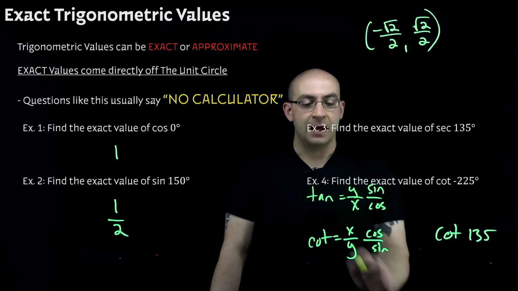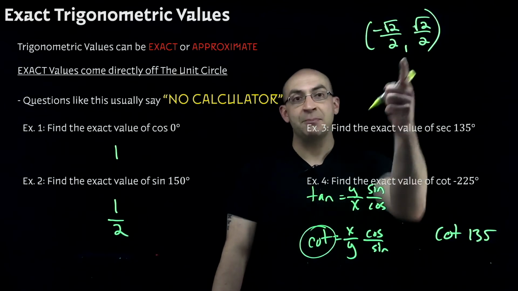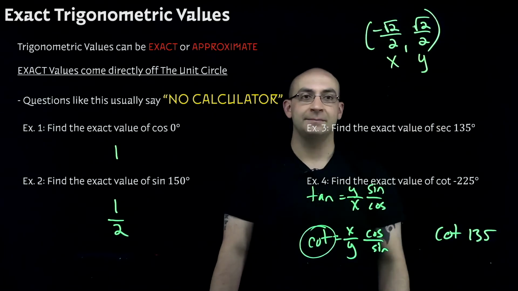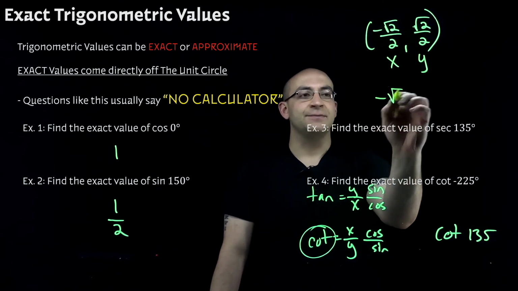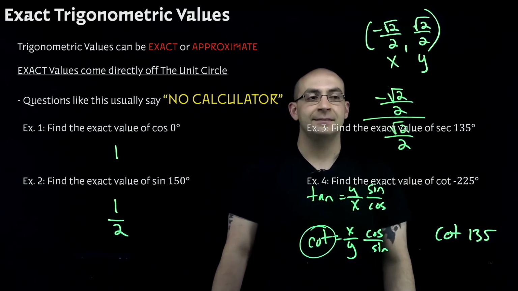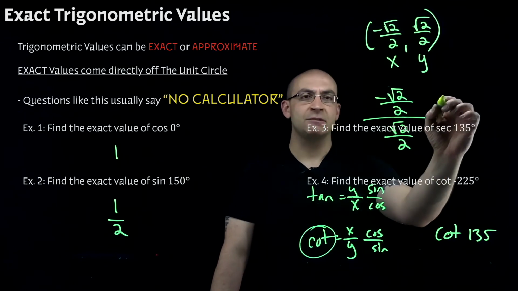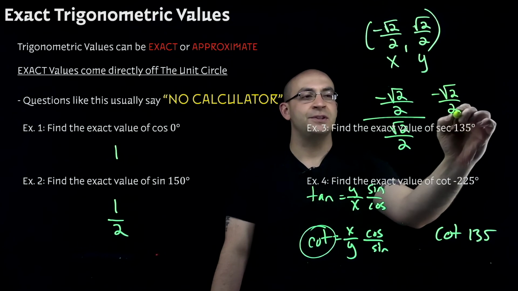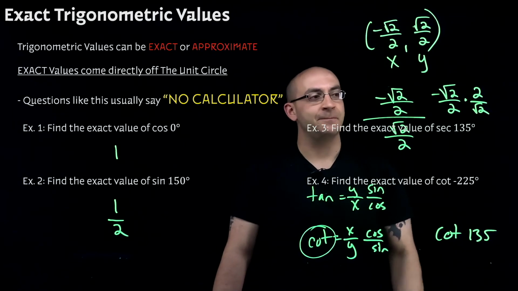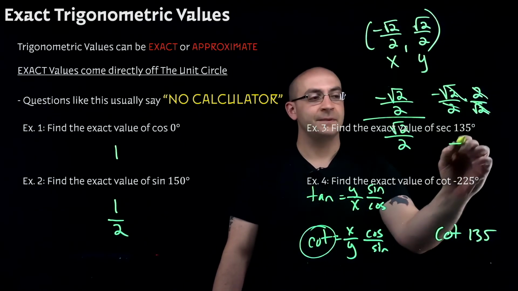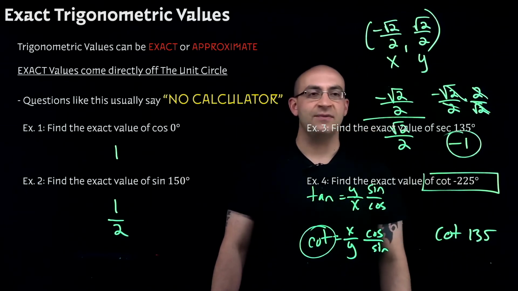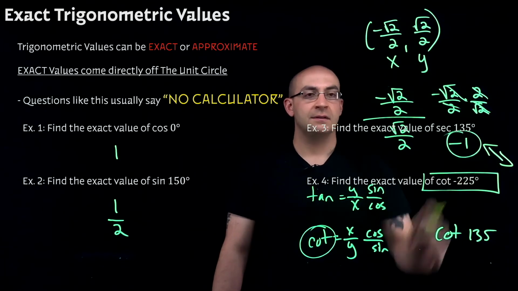Moving back to what we need, I need cotangent at 135. This is the point at 135. So cotangent is just x divided by y. Let's do that the long way. This is negative root 2 over 2 divided by root 2 over 2. Again, we don't divide fractions, we multiply by the reciprocal. So this is negative root 2 over 2 times 2 over root 2. Everything's going to cancel, except for what? The negative sign, which is negative 1. So my value of cotangent of negative 225 is negative 1.